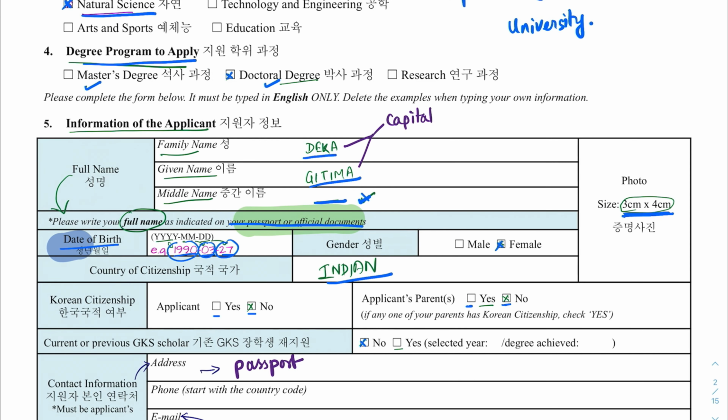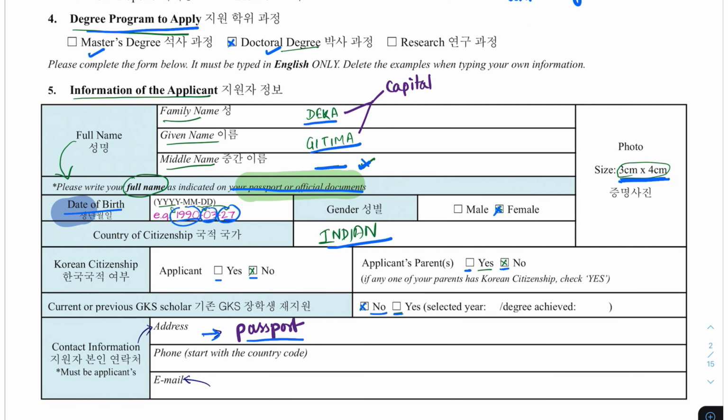If anybody wants to apply again, those who completed their master and want to do PhD, then they can put yes here. And then contact information. You have to write it as in the passport, so that there should not be any problem. For me, I was staying in Bangalore, and I was from Assam. In my passport, the Bangalore address is mentioned, so I put the Bangalore address, not the Assam one.